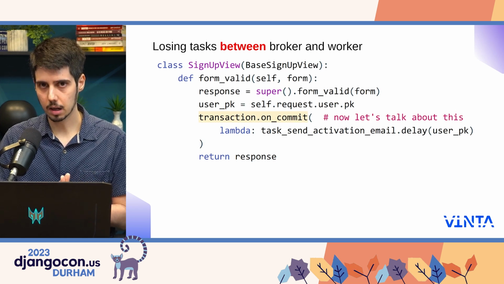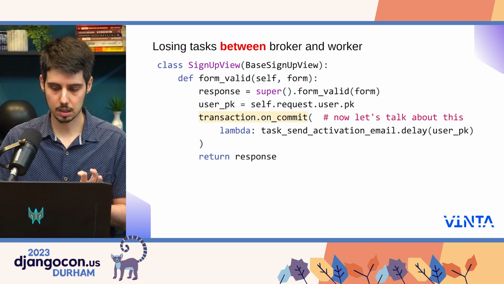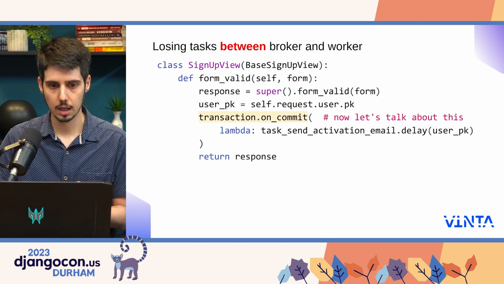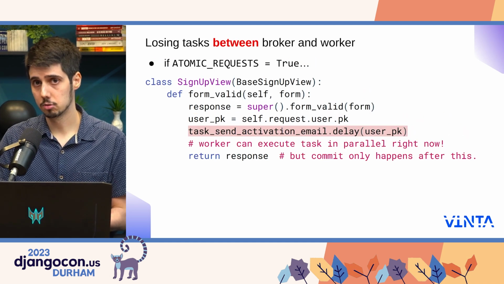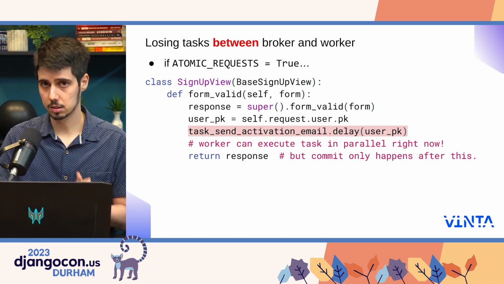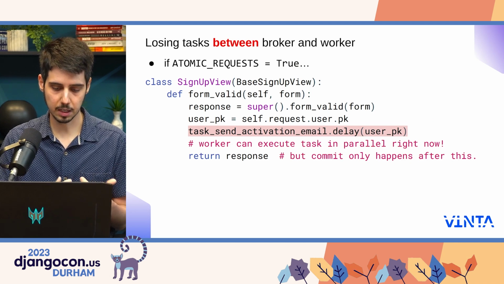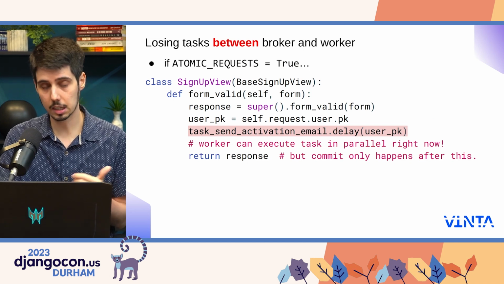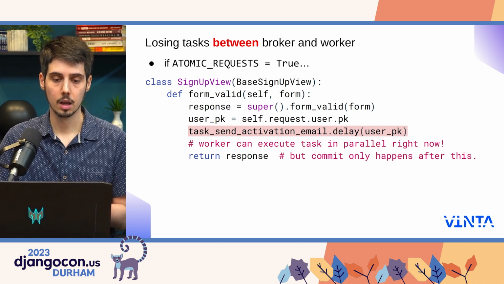Remember the onCommit that I've shown? Now let's talk about why we need that. If you have ATOMIC_REQUESTS true in Django, and many projects have that, it means there is a transaction wrapping the whole view.